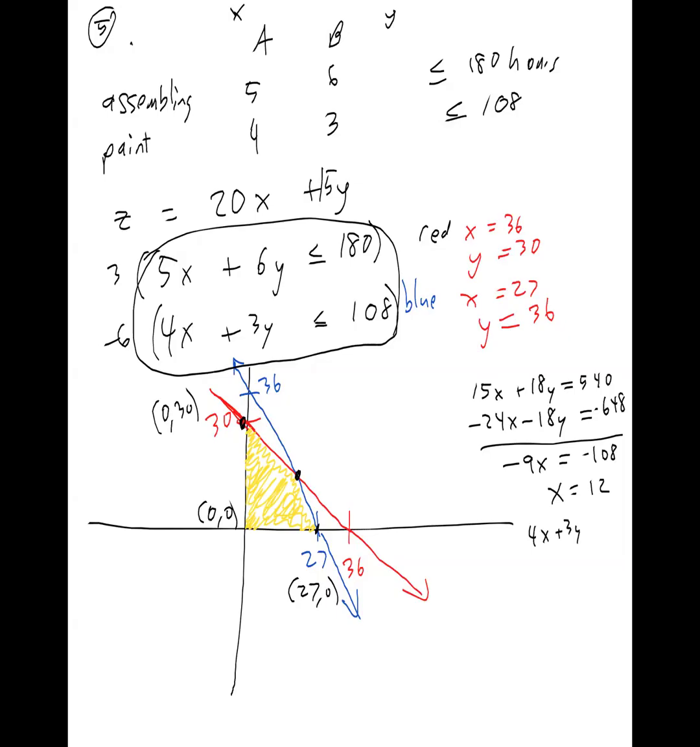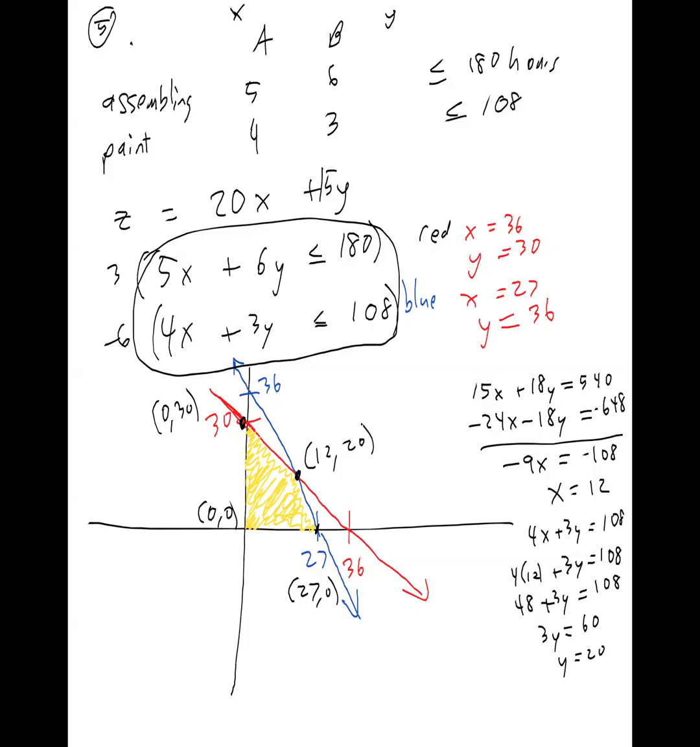3y equals 108. If I plug 12 in for x, I get 4 times 12 plus 3 times y equals 108. 4 times 12 is 48. So 48 plus 3y equals 108. If I subtract 48 from both sides, I'll get 60 on the right. And then if I divide by 3, I'll get y equals 20. So the values of this point are x equals 12 and y equals 20.